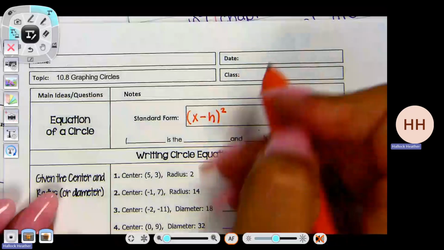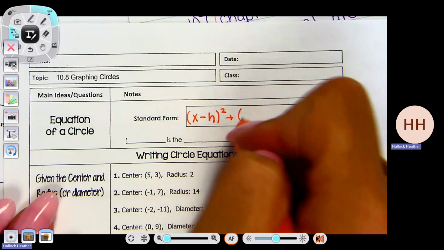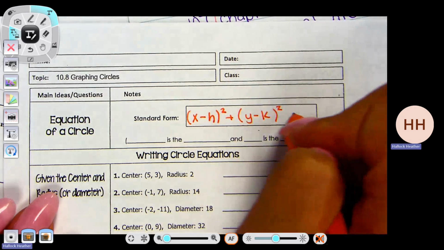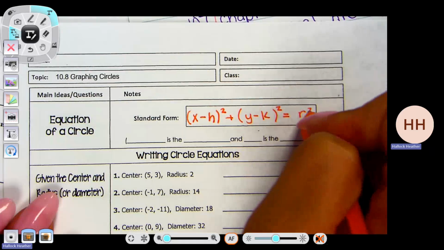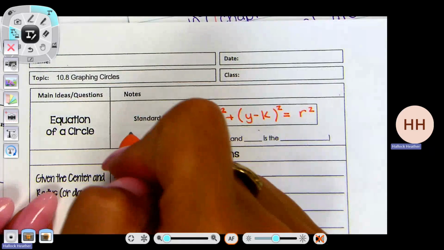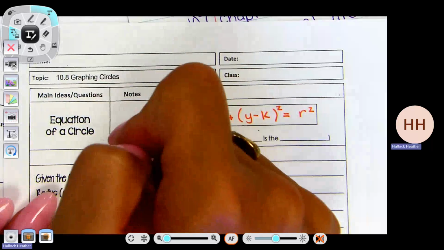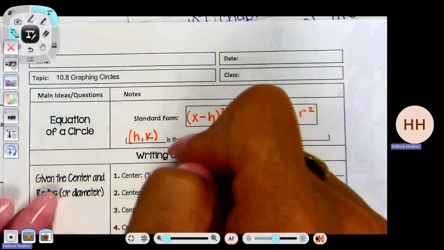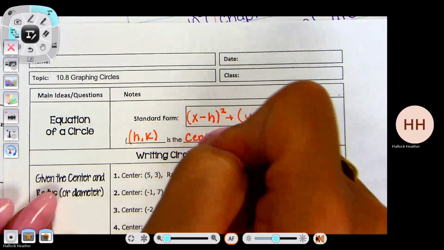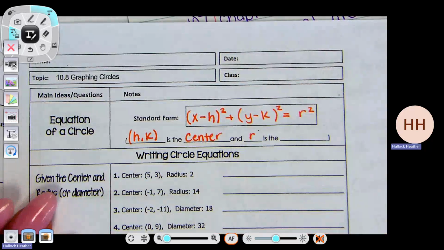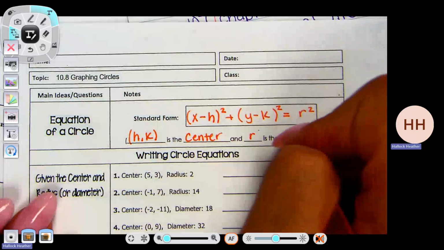formula. And then we're going to have plus sign. In the other set of parentheses, we're going to have y minus k squared. And then in the back is r squared. So h and k are going to be some numbers, kind of like y equals mx plus b from pre-algebra. H and k are going to represent the center of the circle. And then r is going to be what? Radius. The radius, because we're doing circles, r is radius.